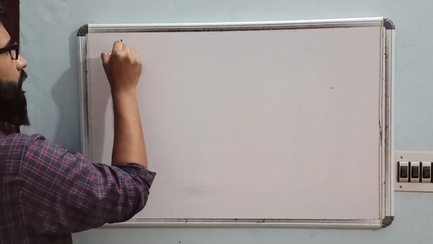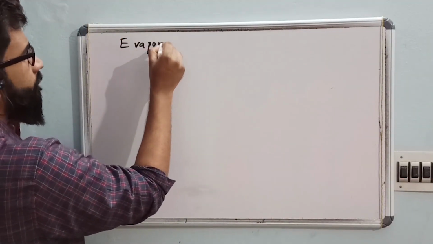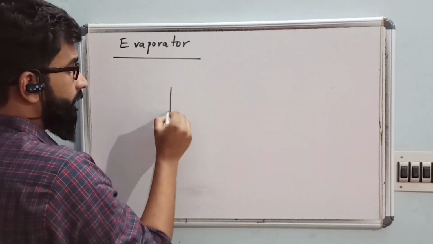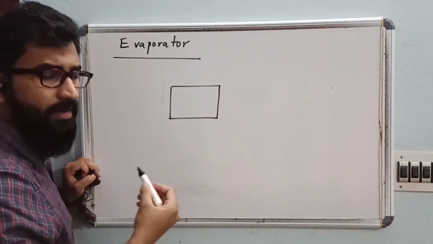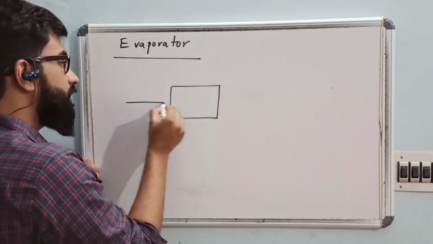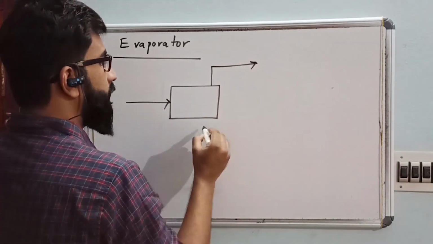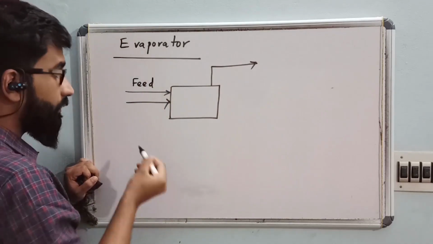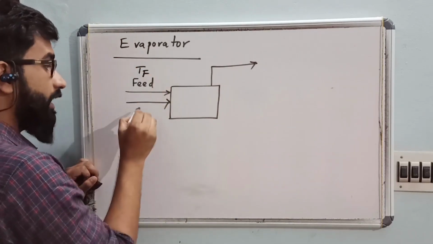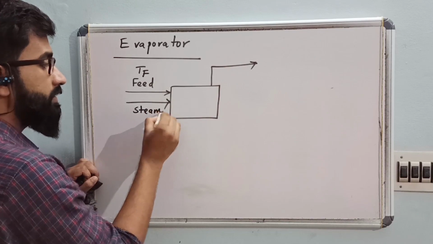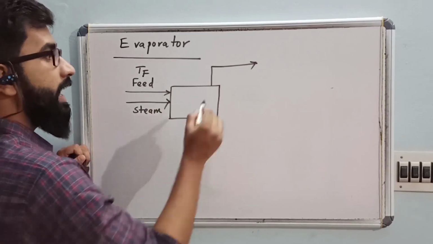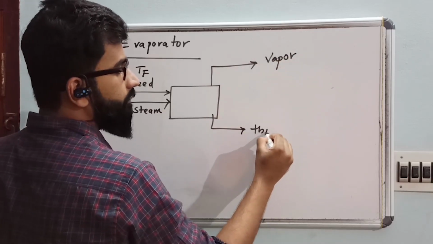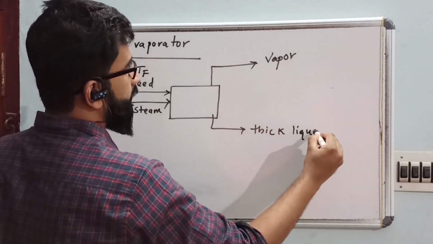Evaporator. If you see evaporator, the questions we had so far from evaporator are based on your general material balance, right? You can see here, feed is entering into the evaporator at a temperature Tf, and we are sending in steam. Steam is entering here, and water will be vaporized, and thick liquor will be coming from the bottom.